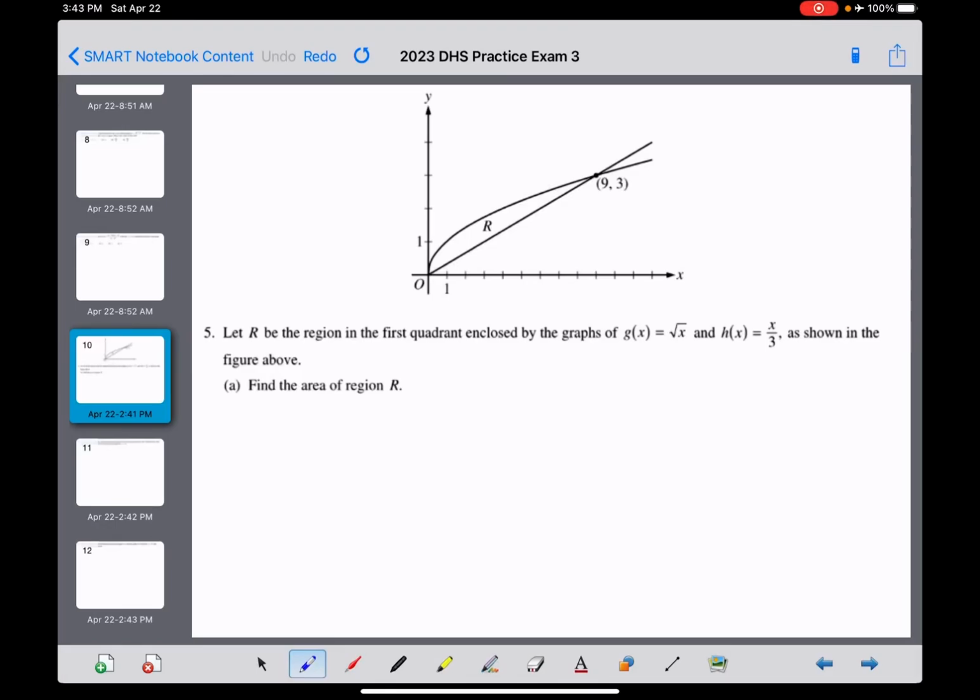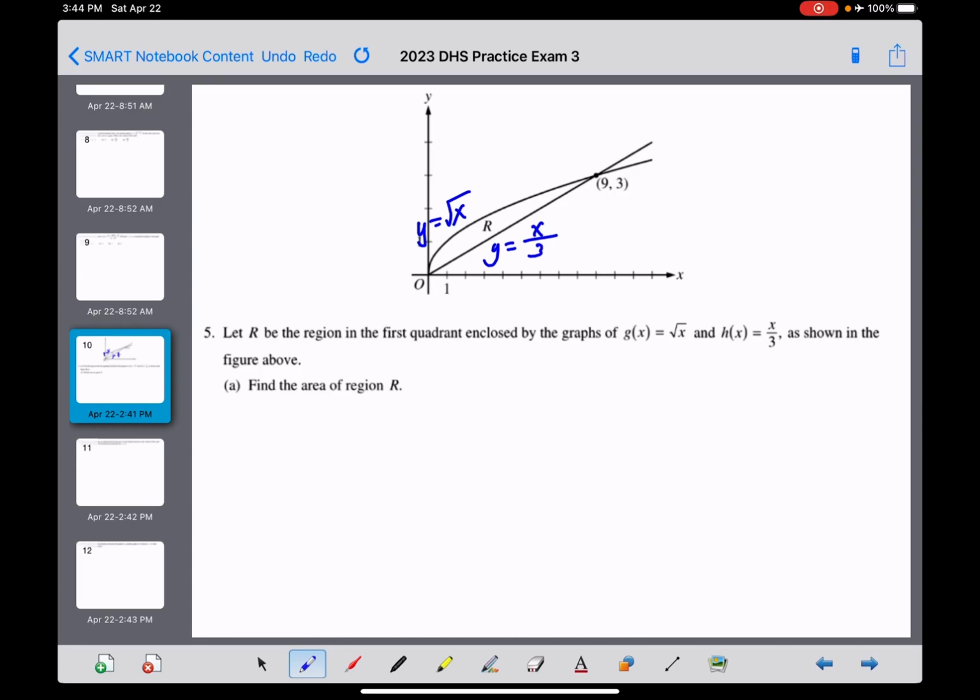Number 5 in free response here was a variation on an area and volume problem. So let's see what's going on. They've given you two functions right here. We've got the graph of g of x, which is the square root of x. That's this one up here. So square root of x, y equals on top of that. And that's g. And then on the bottom right here, we've got h of x, which is x over 3. That is a linear function, so it looks something like that.